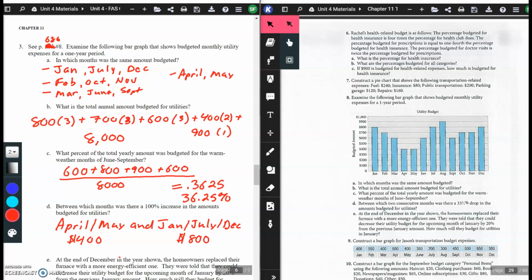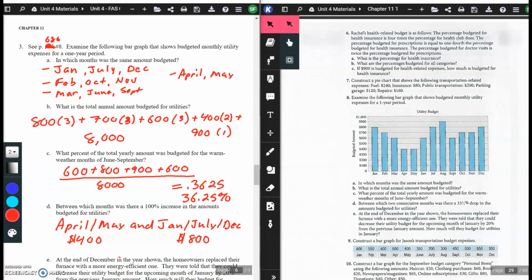So 700 times 3. You have March, June, September at 600 times 3. And you have April, May at 400 times 2. And then the last leftover is August, which is at 900 times 1. So you add up all those prices and those months, and that gives you $8,000 budgeted for utilities.